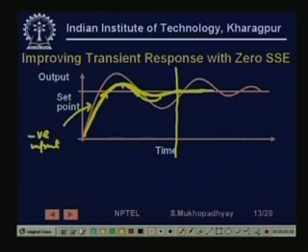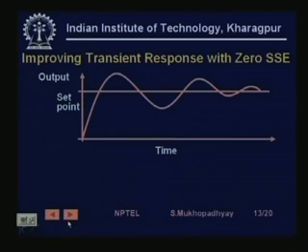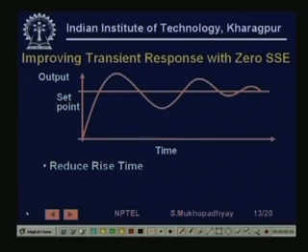Now it turns out that this kind of curve we can obtain if we add a derivative term to error, right. So, we want to reduce rise time. What is rise time? We want to reduce this time.